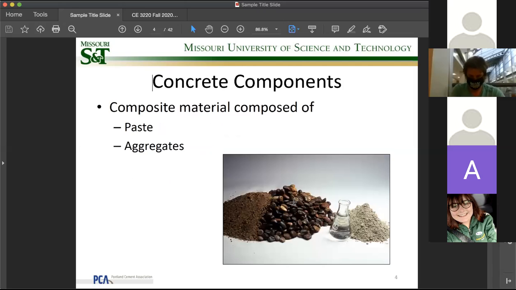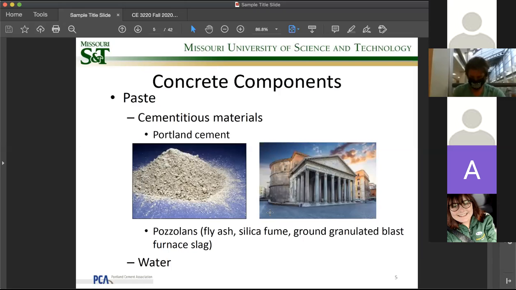Okay, and to talk about the concrete, it is composed of a paste and aggregates. So we have the coarse aggregates like pebbles or rocks, and we have the paste and powders mixed with water, and then everything cemented. So that's the composition of concrete properties. Now for the concrete, the paste is actually a very ancient material. This dated all the way back to the Portland cement. And actually, the ancestor of that is pozzolan cement, which is fly ash, silica fume, ground granulated blast furnace slag.